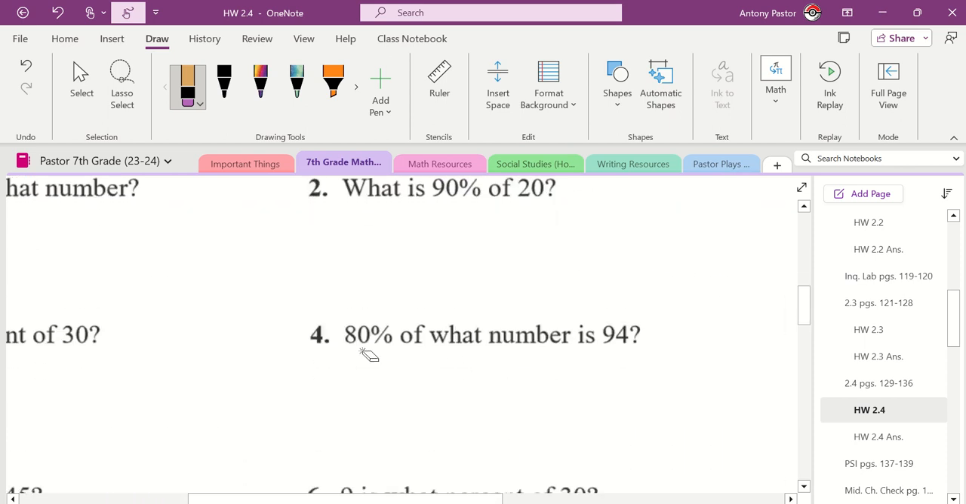And then number 4, 80% of what number is 94? Again, we have our percent, and of what number means our whole number is missing. 94 is our part. We are missing our whole here. So we would do 94 equals 0.8 times W.